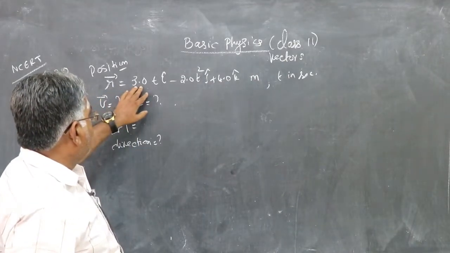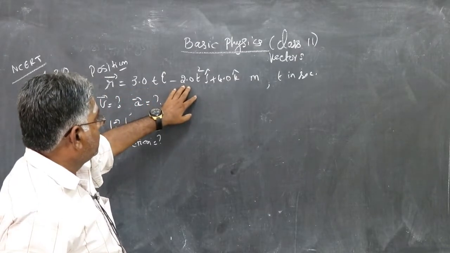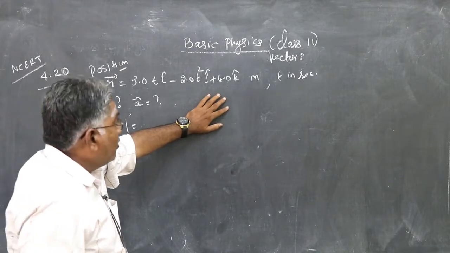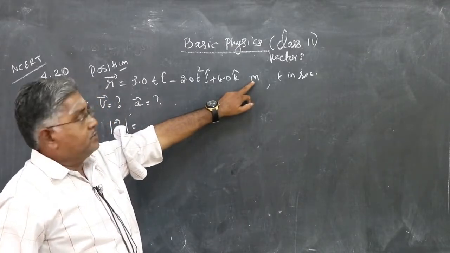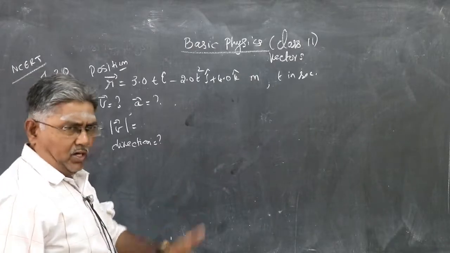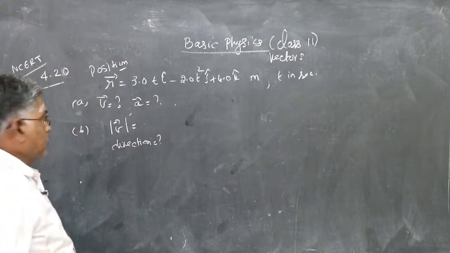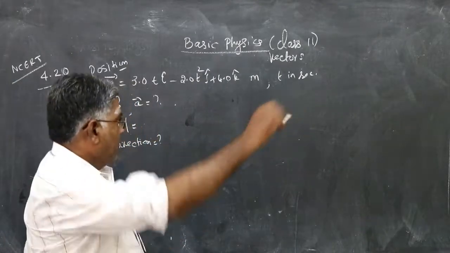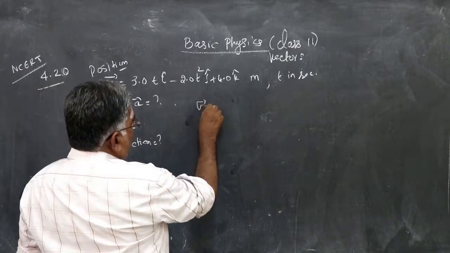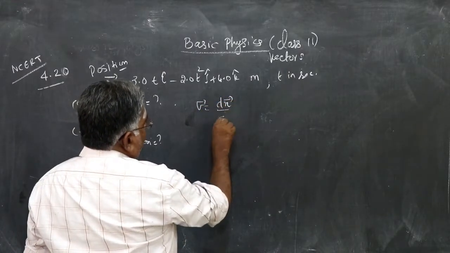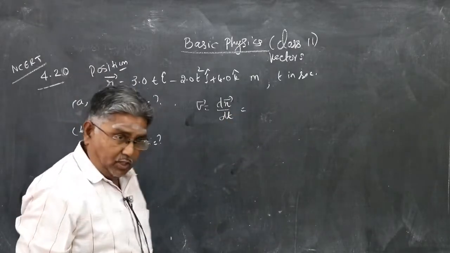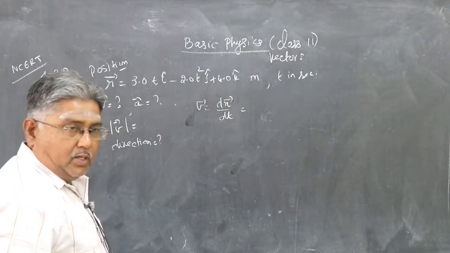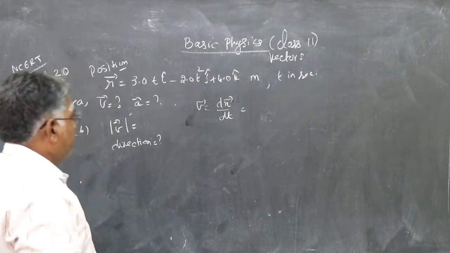r is equal to 3.0 t i cap minus 2.0 t squared j cap plus 4.0 k cap meters. t in seconds and other things are in proper units. We are supposed to find velocity and acceleration in the form of vectors. So v is equal to dr by dt. See here, calculus is also there, vectors is also there. Vector concept should also be applied. Differentiation also should be done here.